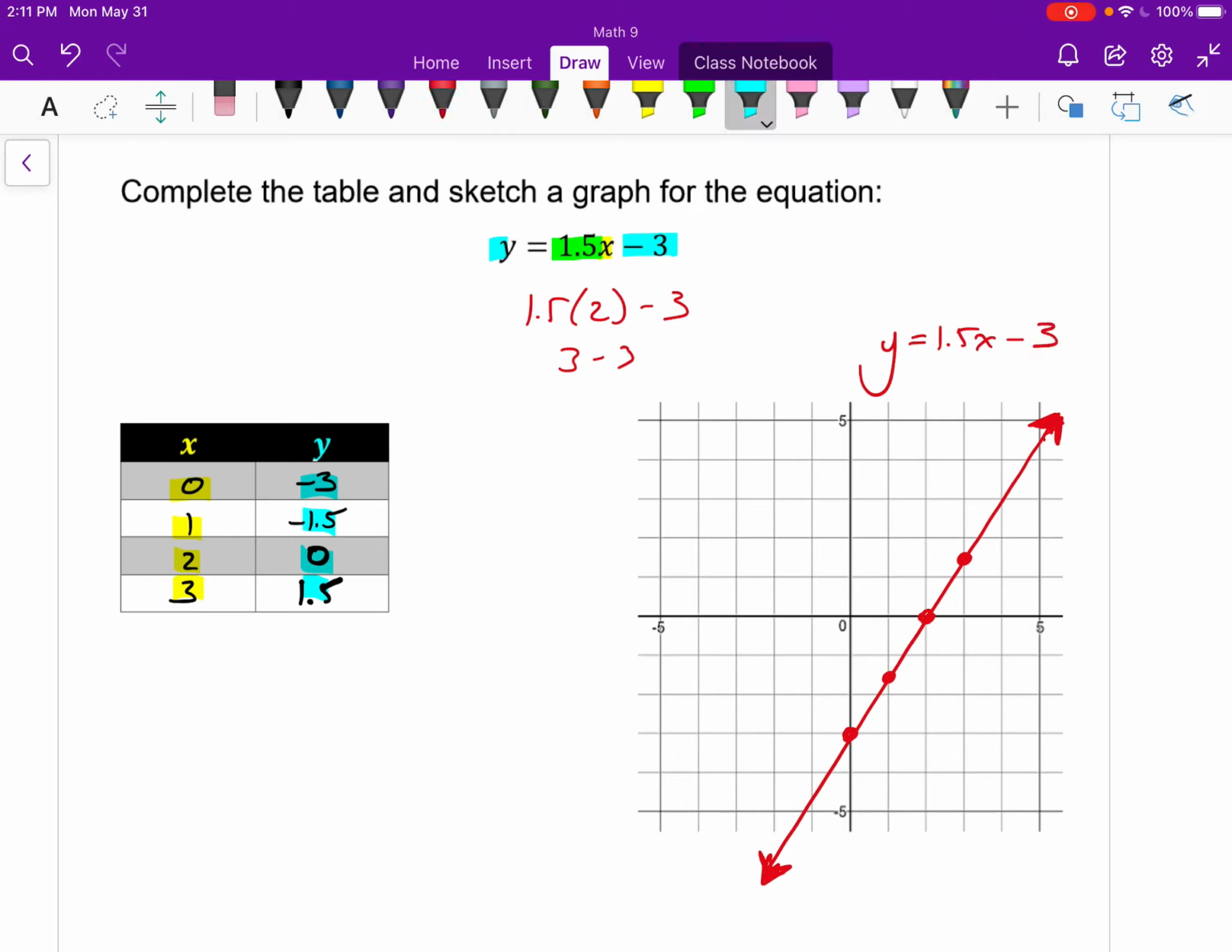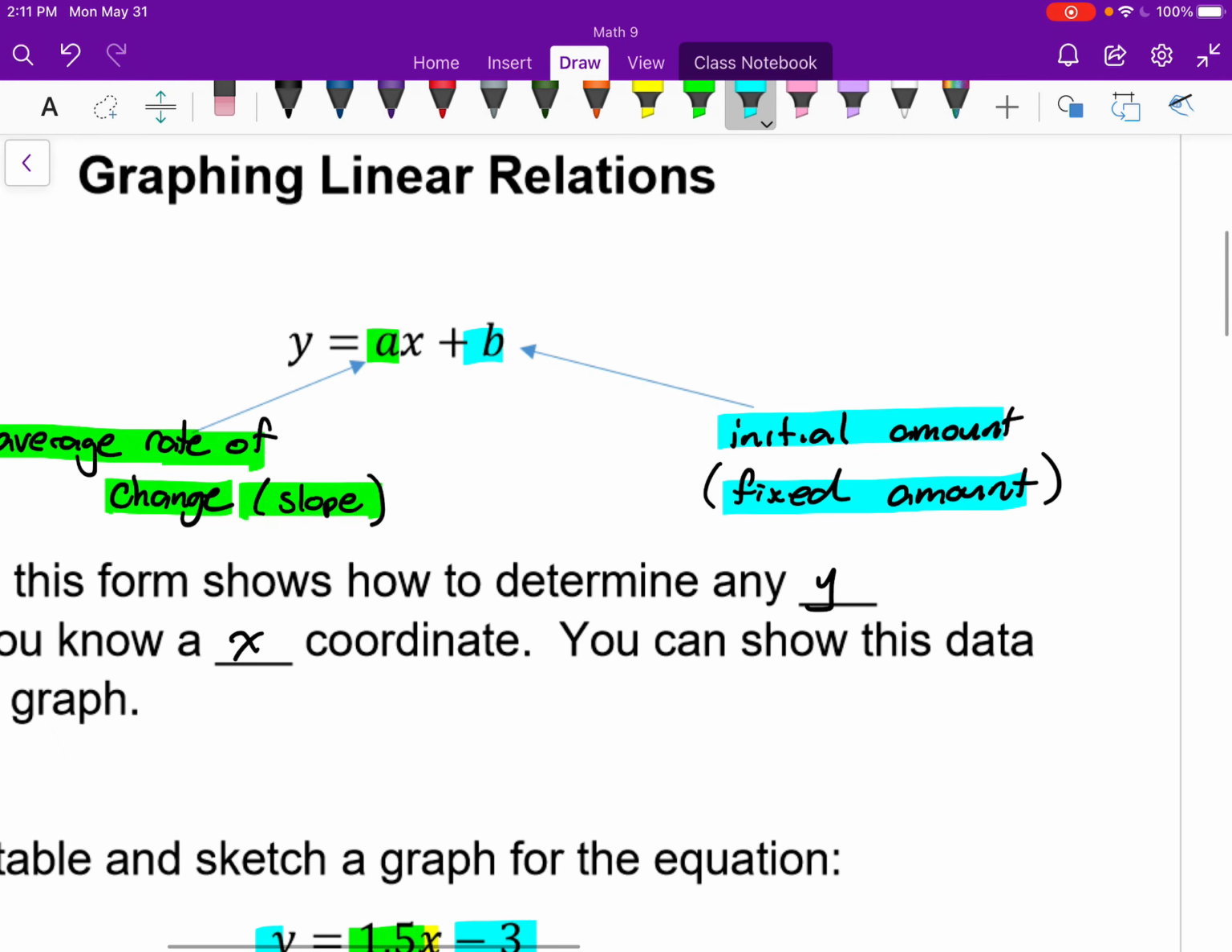Notice the -3, the constant, the start, is the same as my y-intercept. And so that is not a coincidence. That'll always be the case. And so I'm going to put that up here as well. Not only can that be the initial amount or the fixed amount, I'll say it's the y-intercept. So many connections here.